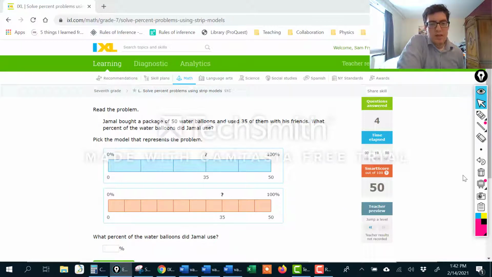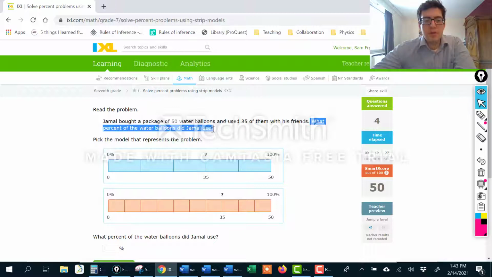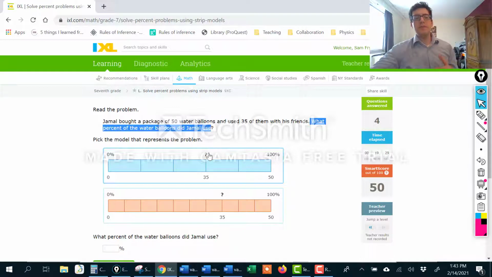Jamal bought a package of 50 water balloons and used 35 of them with his friends. What percent of the water balloons did Jamal use? Okay, so it looks like I'll do this last one. This is what I would call a find the percent of the whole problem. So this question is asking us what percent of the water balloons did Jamal use? So the question mark should be in the percent part of the model.